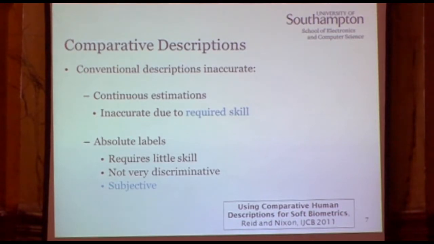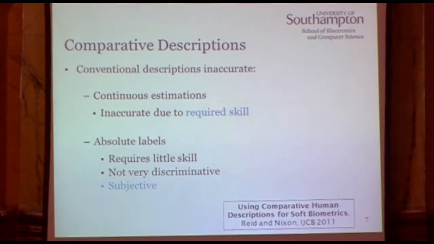First of all, continuous estimations have the potential of being very accurate because it is a continuous scale. But the problem is it requires a lot of skill, experience, and training to be able to accurately predict height and weight. Research has shown that on average, about 50% of estimations of height, weight, and age are incorrect. So it's not that good for obtaining descriptions.